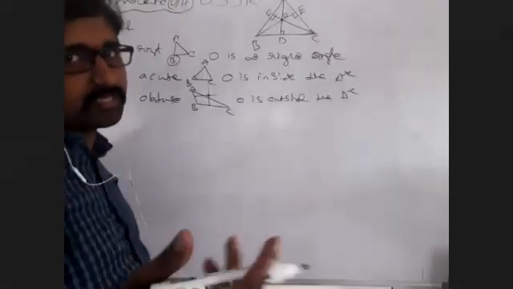If 3 vertices are given, we know how to find the centroid: x1 plus x2 plus x3 by 3, y1 plus y2 plus y3 by 3.